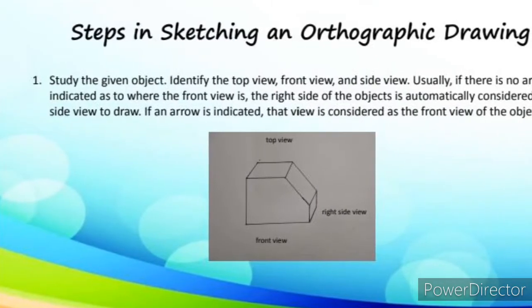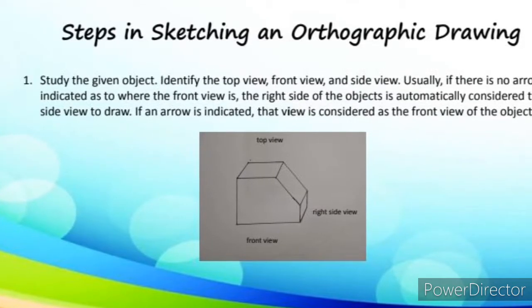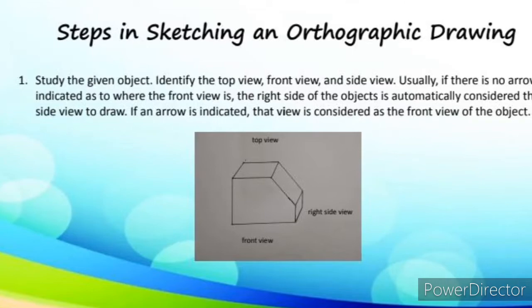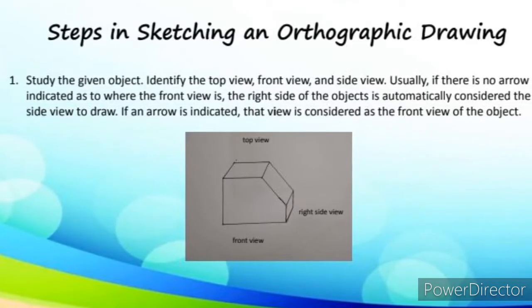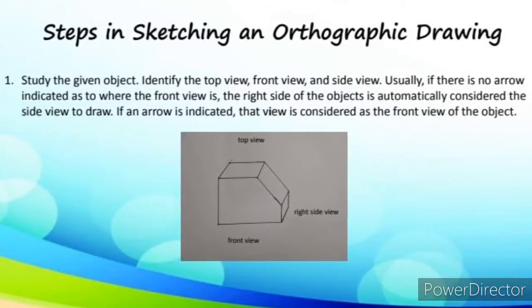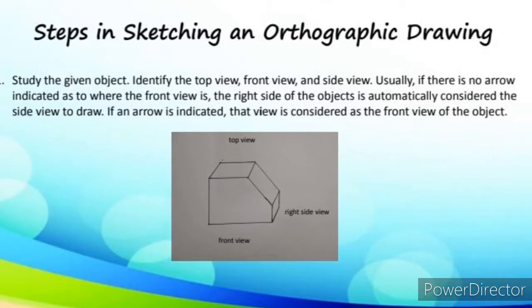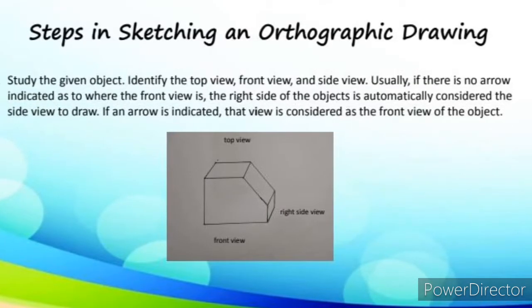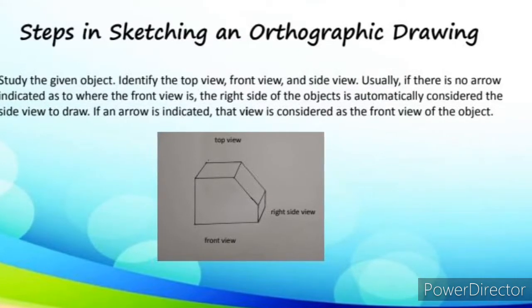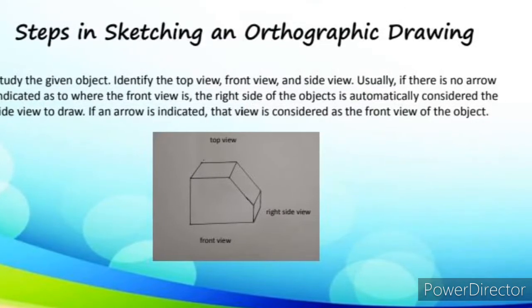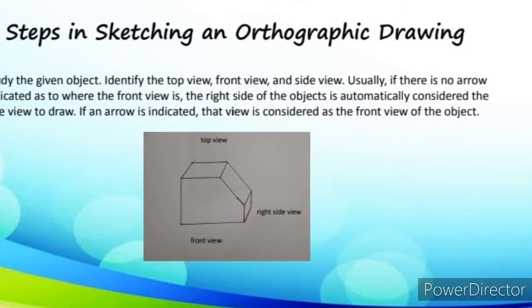Next are the steps in sketching an orthographic drawing. 1. Study the given object. Identify the top view, front view, and the side view. And likewise, if there is no arrow indicated as to where the front view is, the right side of the object is automatically considered the side view to draw. If an arrow is indicated, that view is considered as the front view of the object.